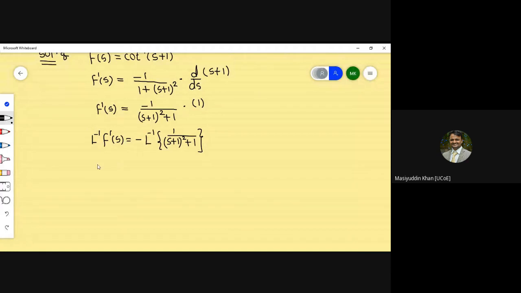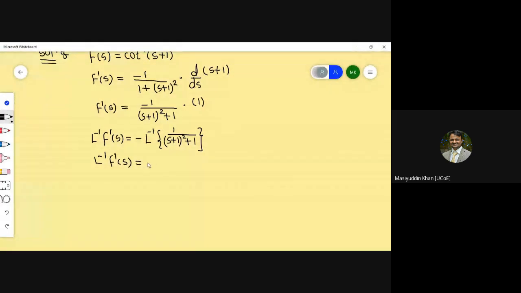So the Laplace inverse of f dash of s is equal to minus of e raised to minus t. Why e raised to minus t here? Because of the first shifting theorem, s plus 1 is present here, so we have to take the plus 1 outside. In terms of exponential we write e raised to minus t, and the remaining will be 1 upon s square plus 1 square. So this part becomes sine of t.